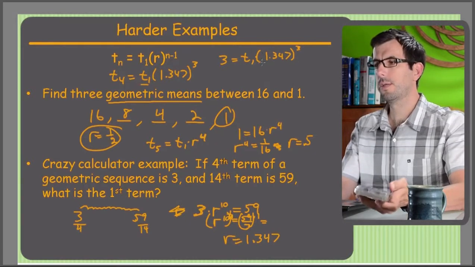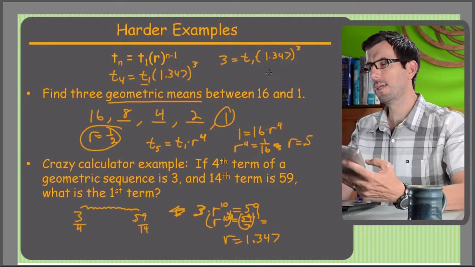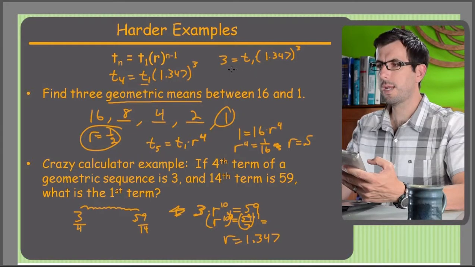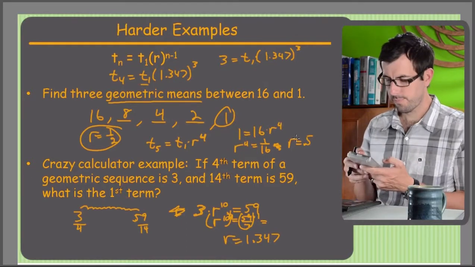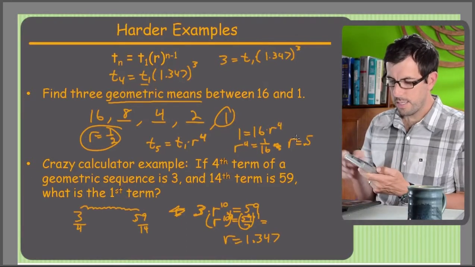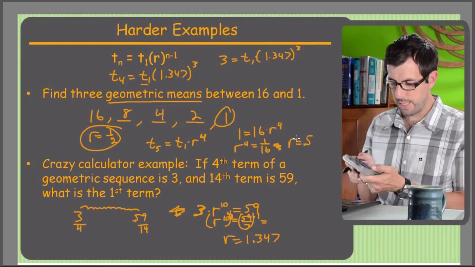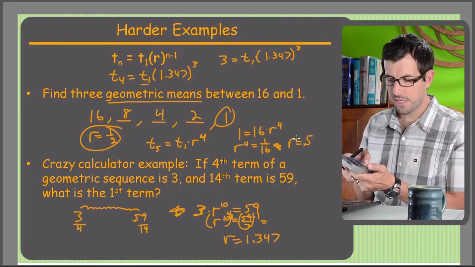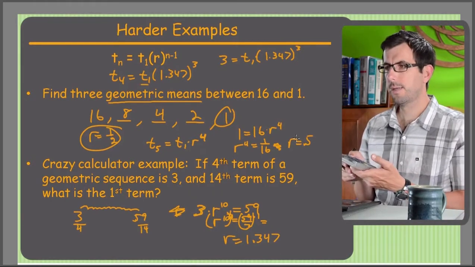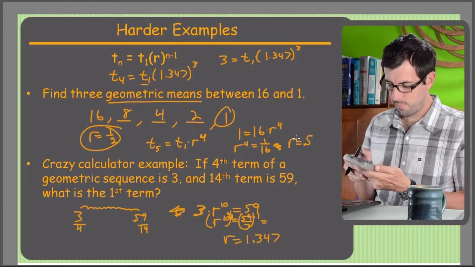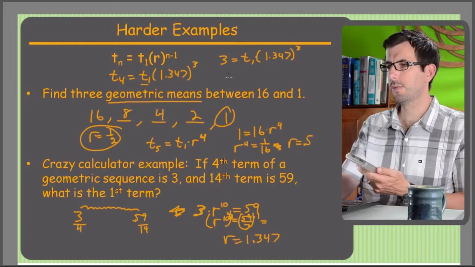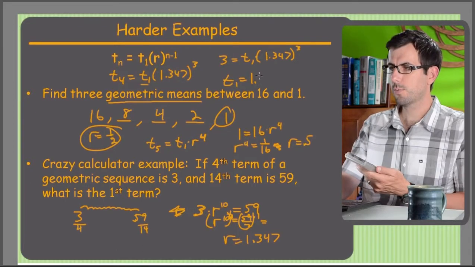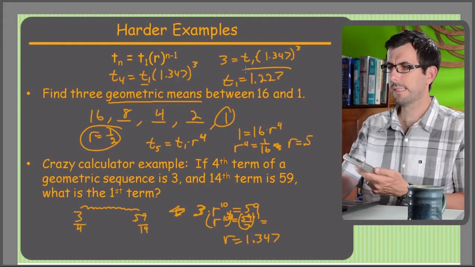to the 3rd. So at this point, I've got to take 3 and divide it by 1.347 to the 3rd. So 3 divided by, since I still have my 1.347, I'm just going to hit second and then the negative sign, which is ANS, to the 3rd power. I get 1.227. So t sub 1 equals 1.227.